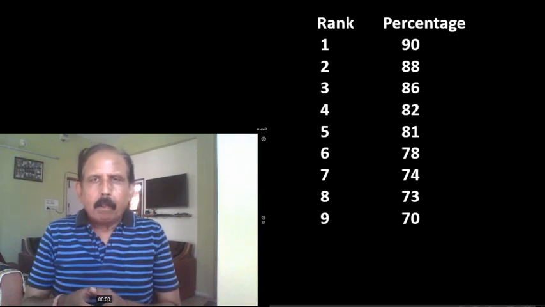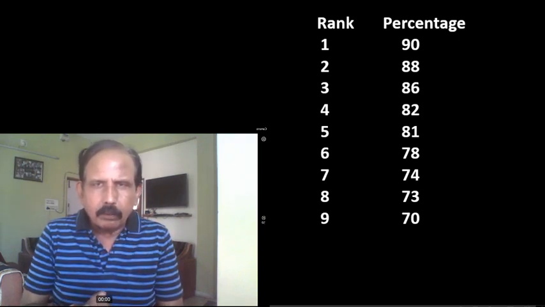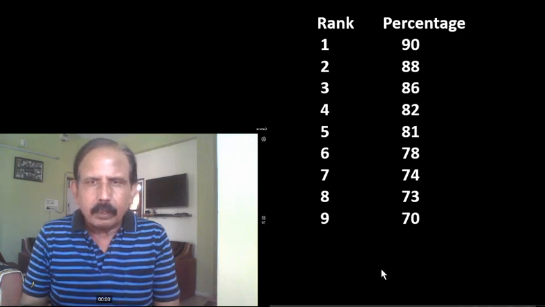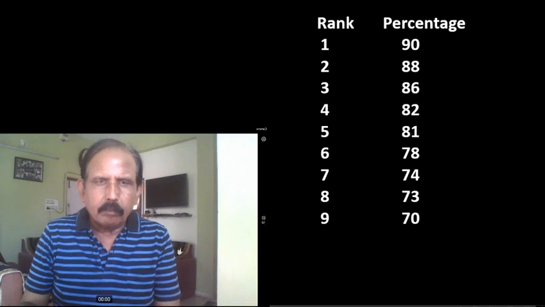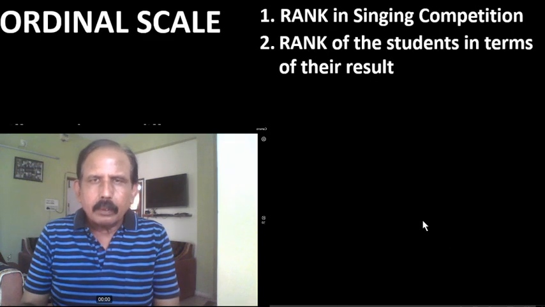In this way, the difference between consecutive ranks and the difference between corresponding intensity of the characteristics are not always equal. This is the most important thing in terms of the ranks assigned to the subjects. Now let us see another example.